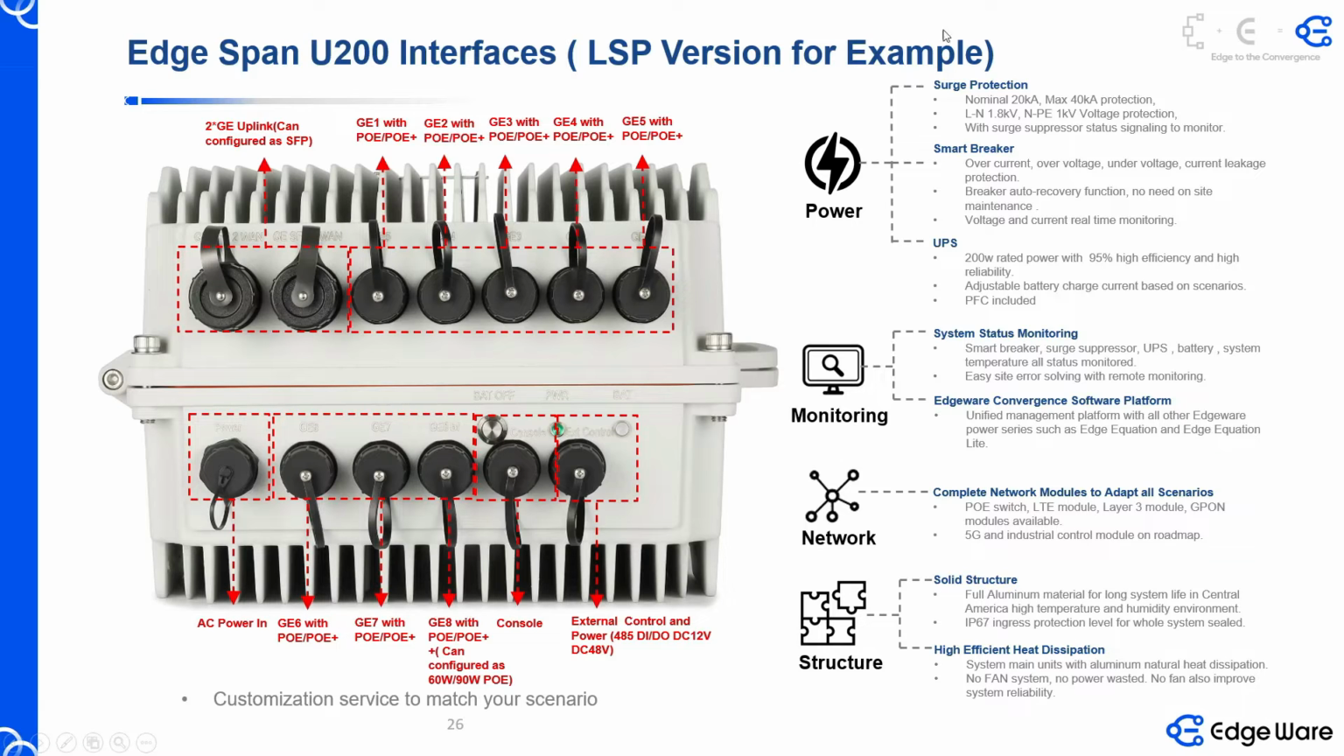These models have surge protection already embedded. We have a smart breaker there, which I have emphasized many times is very important for an outdoor power solution, because your device is deployed outdoors, so you will face overcurrent, over voltage, under voltage, current leakage, this kind of thing. On the other hand, you don't want this kind of thing to happen, the breaker goes down and you lose the power, so you have to go there to turn on the breaker again.